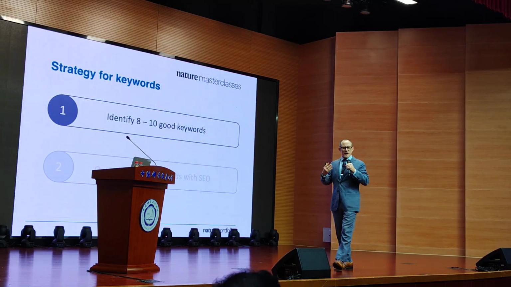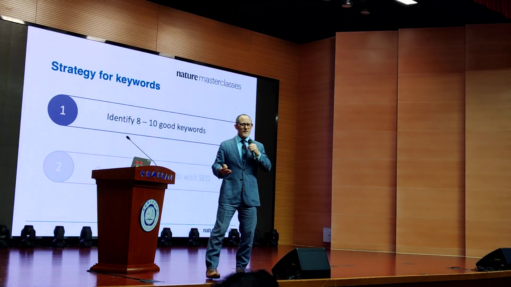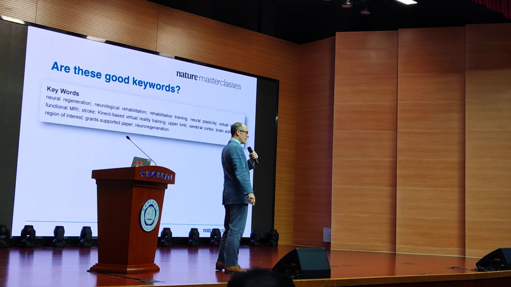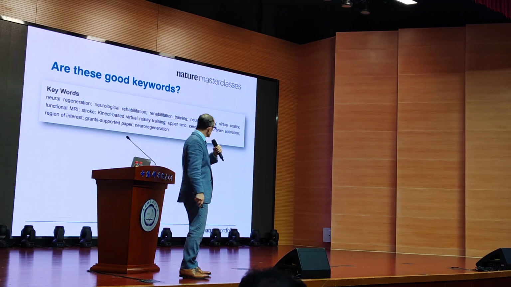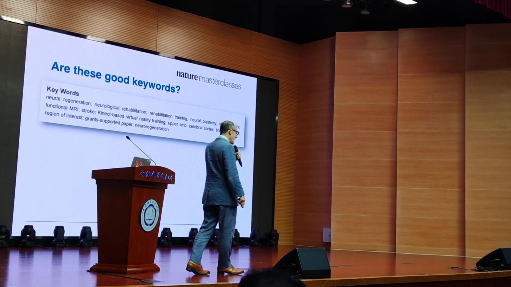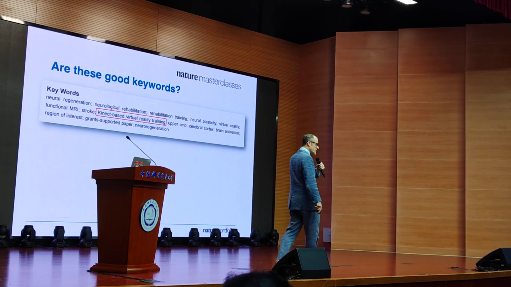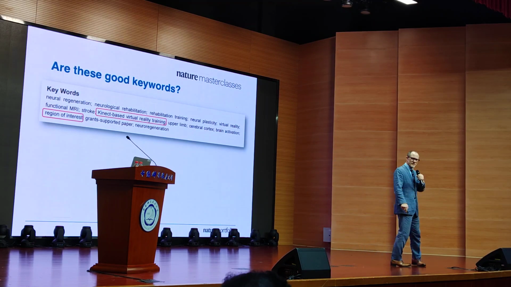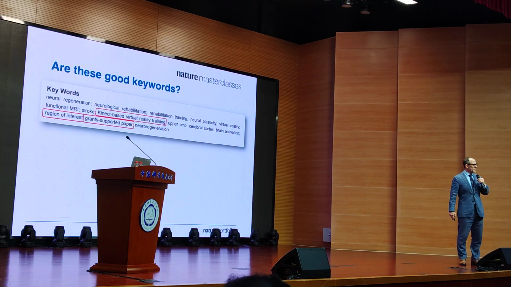Now, whenever we talk about good keywords, I think it's useful to look at an example of what bad keywords look like. So here's a neuroscience paper published a few years ago, and I was looking through the keywords. Some of them looked okay, but some of them stood out as looking highly suspicious. Connect-based virtual reality training, region of interest, grant-supported paper.